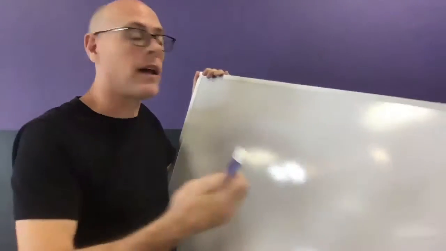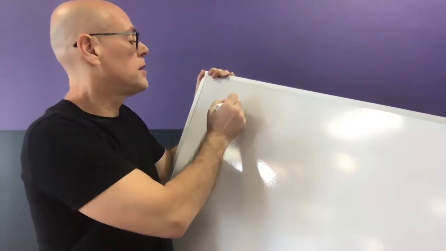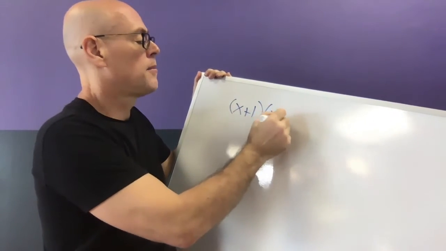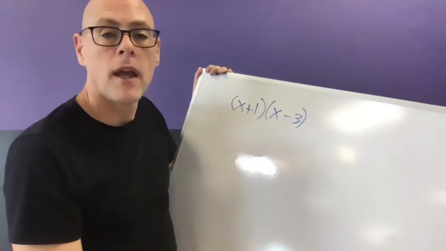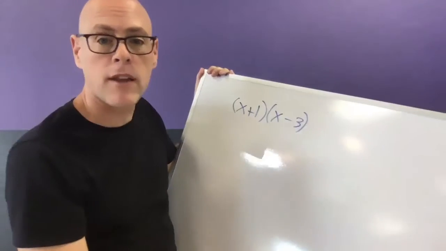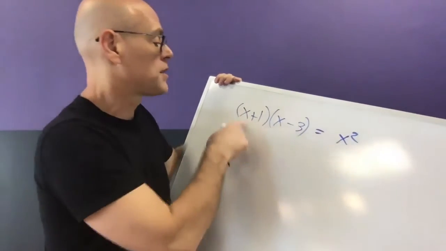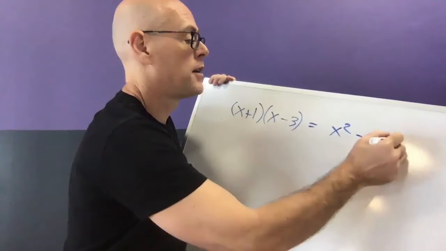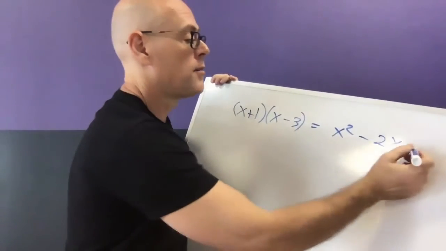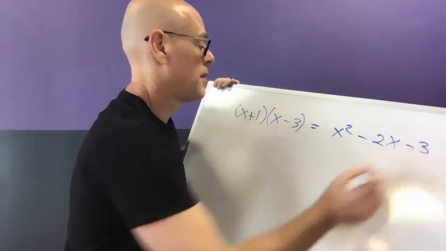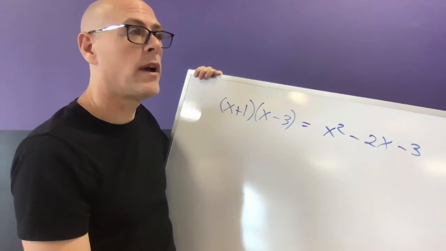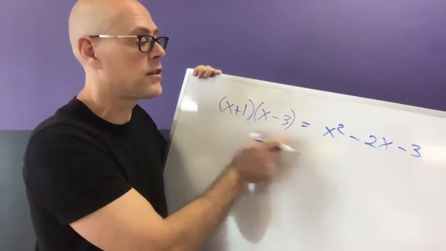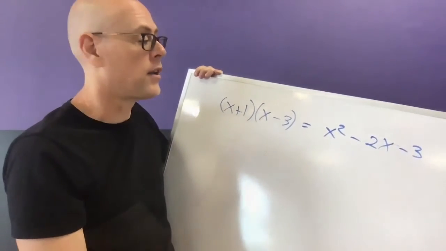So to make a polynomial, I could take x plus 1 and x minus 3, and I could multiply them together. So that would equal what? x squared, and then minus 3x plus 1x is minus 2x, and 3 times negative 1 is negative 3. Another way to think about that is to think about these as the factors of this polynomial.